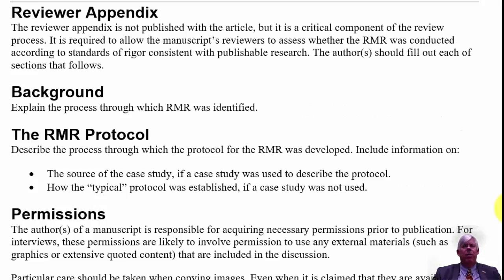The reviewer appendix for a research method protocol is likely to be relatively short. It will not be published with the article, as is true of all the reviewer appendices, but is going to convince the reviewers that what you've written comes out of a rigorous research process. So what you'll probably start with is a background describing the way through which the research method that you chose was identified.